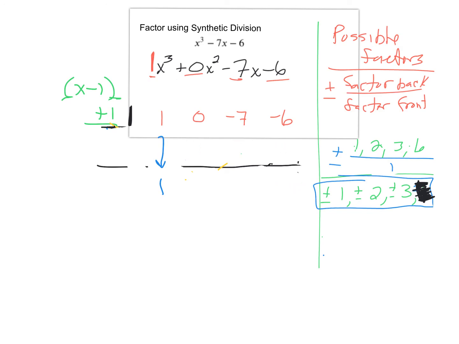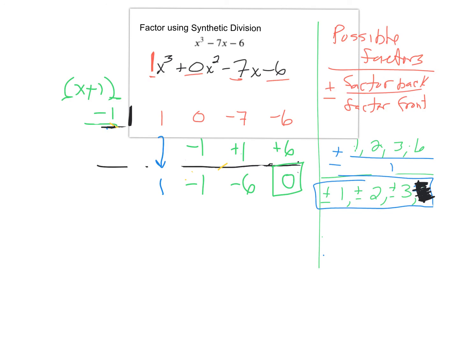All right, so we know positive 1 doesn't work. Let's try negative 1. So that means x plus 1 would be my factor, and we do this again. So 1 times negative 1 is negative 1. Negative 1 times negative 1 is positive 1. Add down, we get negative 6. Negative 1 times negative 6 is positive 6. 0. Yay, that's what we want.